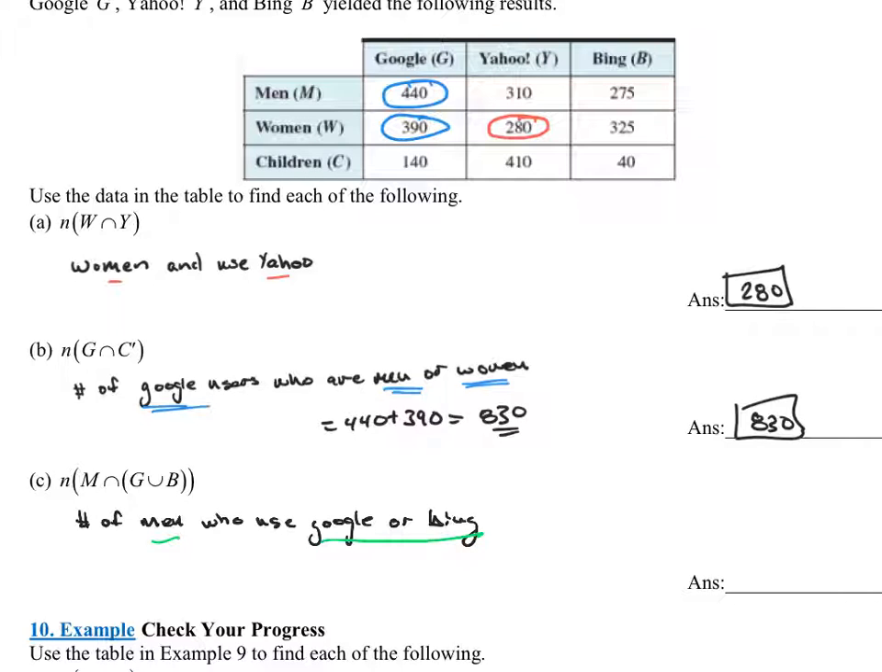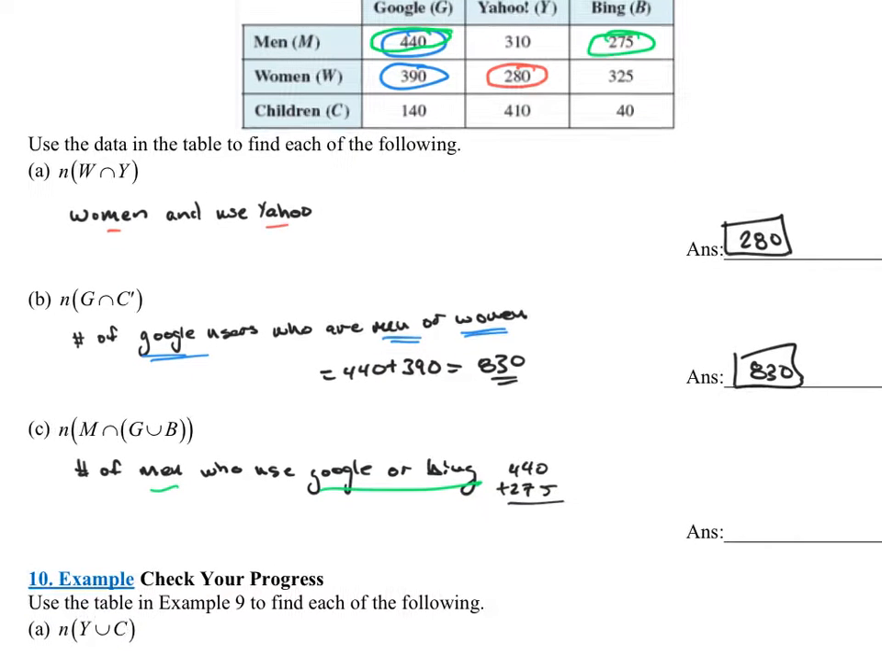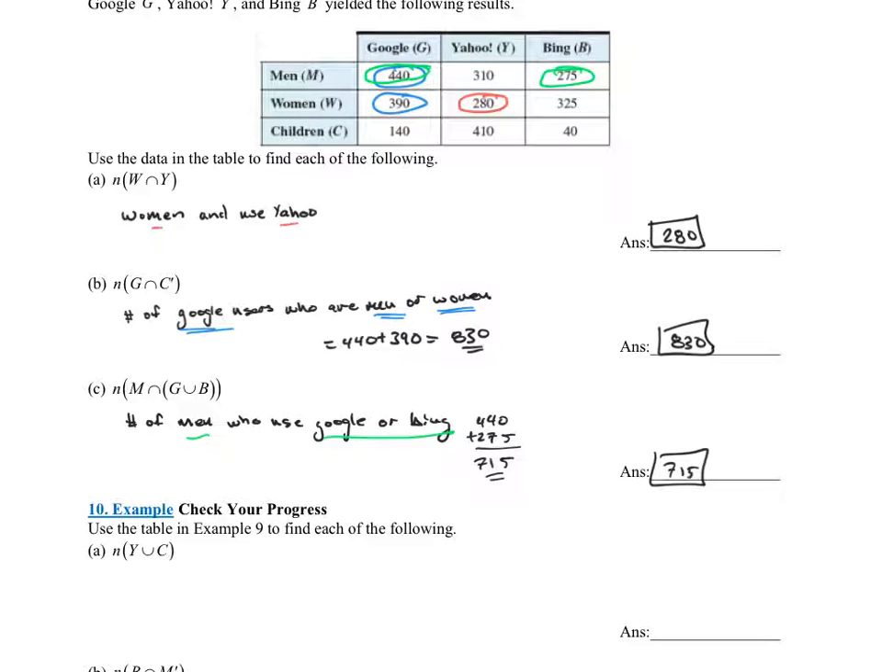So here's men, there's Google. Oops, nope, I screwed that up. I circled Yahoo, I apologize. So there's Google, which is the 440, the Bing, which is the 275. So I need to take the 440 plus the 275. When I do that, I'm getting a total of 715. 715 is what I'm getting. Perfect. There we go. All right, let's see if we can continue on.